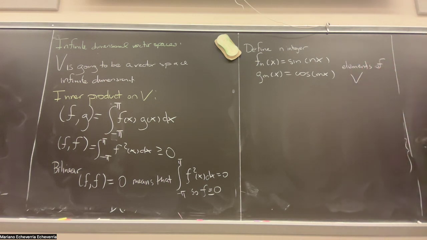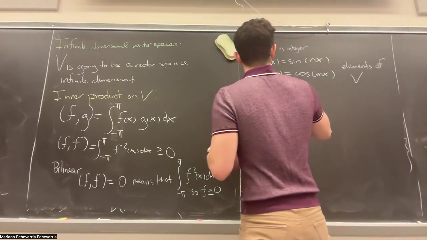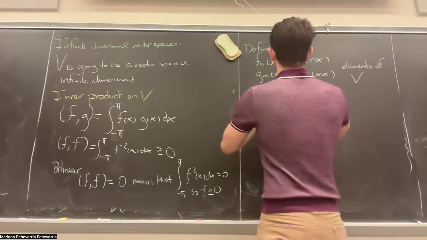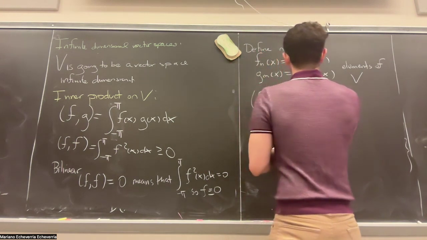And it is easy to check that they are orthogonal. If you do the dot product between any two of them, in fact, you could do the dot product between two different values here.